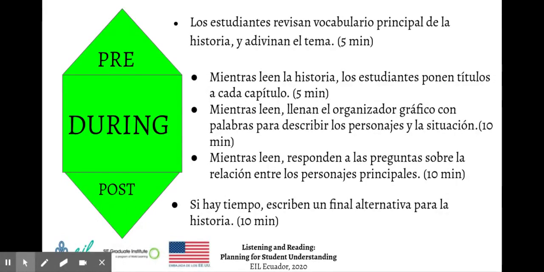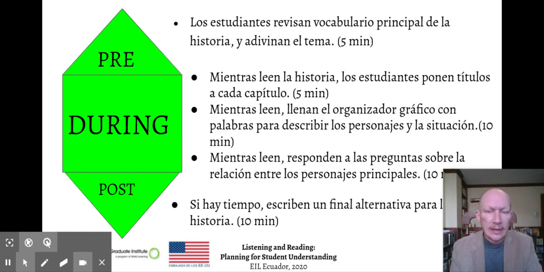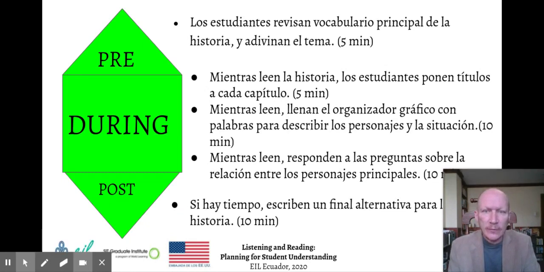So these 4 different lesson plans are intended just to give you an idea of what we can do with the material we choose for listening and reading classes. They're very simple outlines, but I have used these in real life, most of them, and they can be lessons that work quite well.